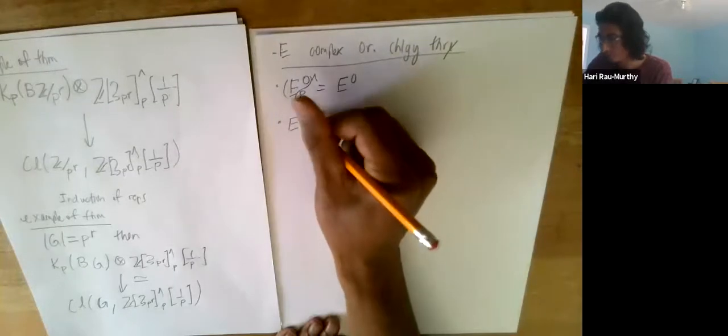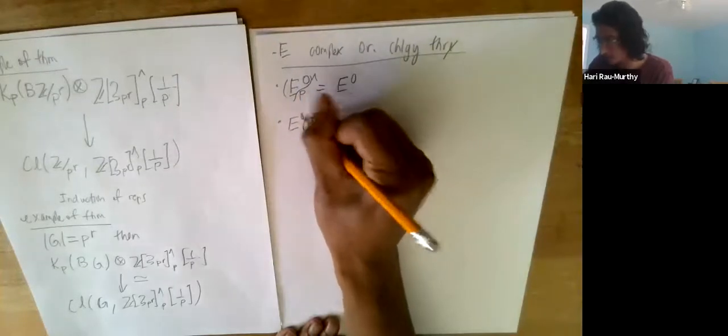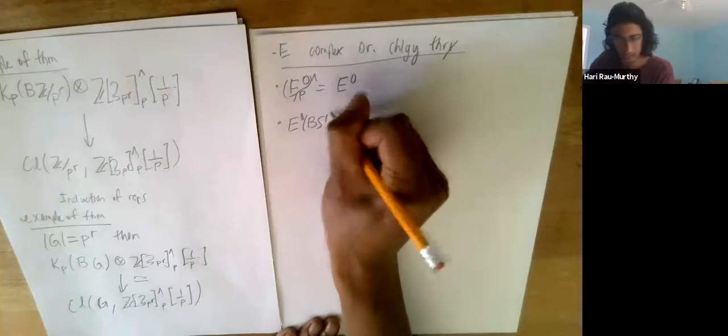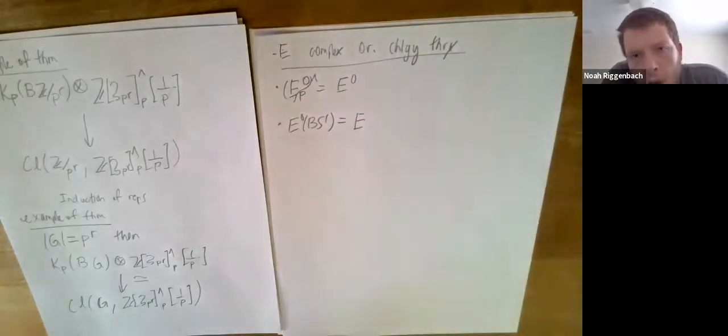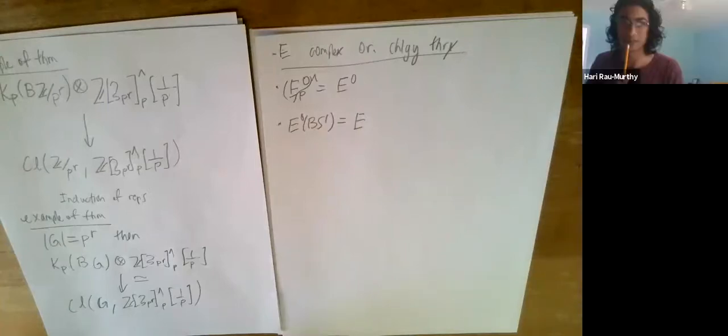And if you have a complex-oriented cohomology theory, then the cohomology of BS1 is equal to. Harry, are you p-completing the group or p-completing the spectrum? The spectrum. I see.